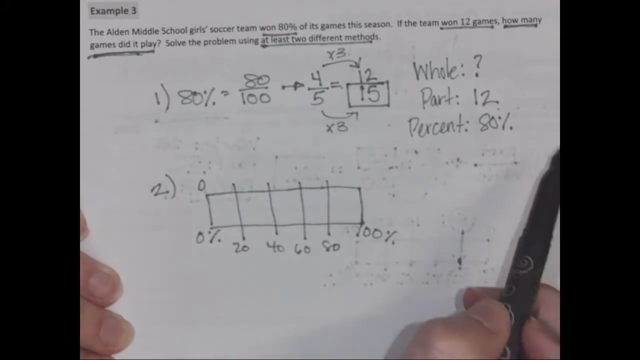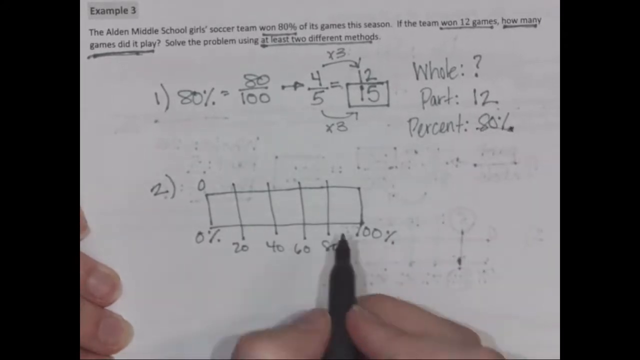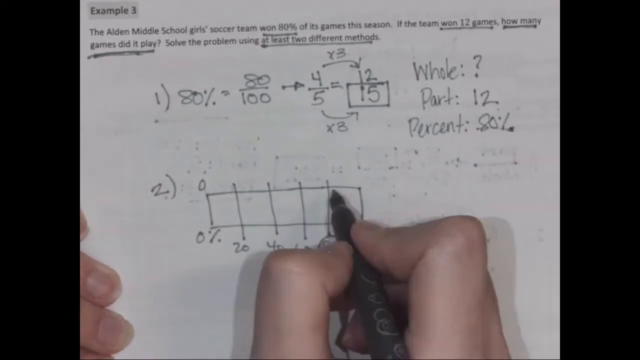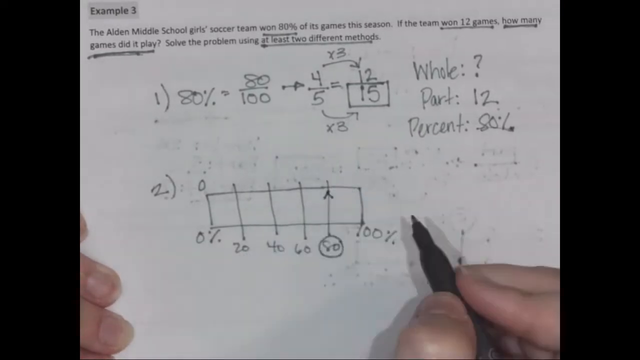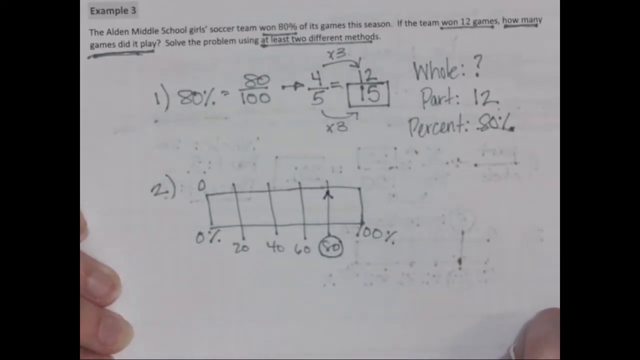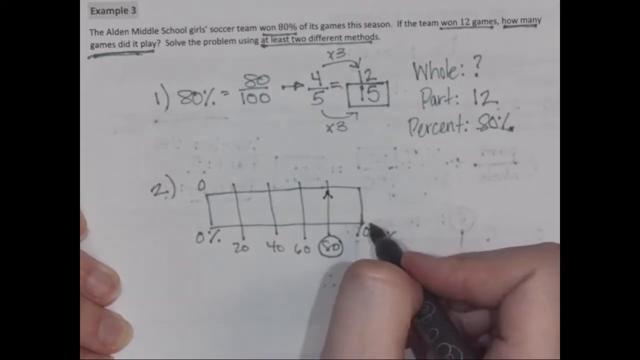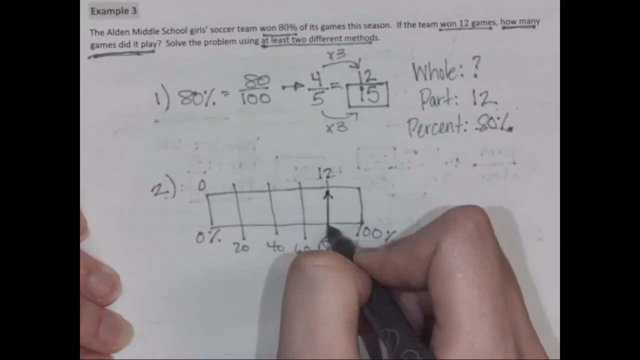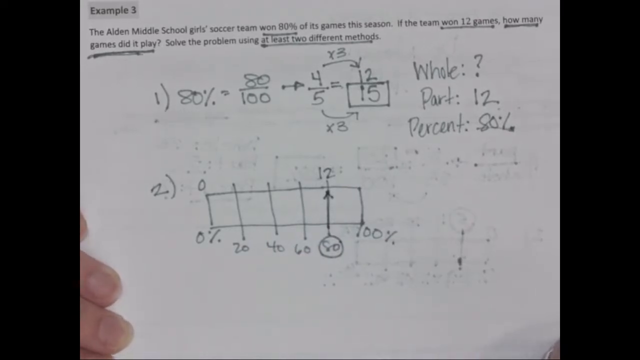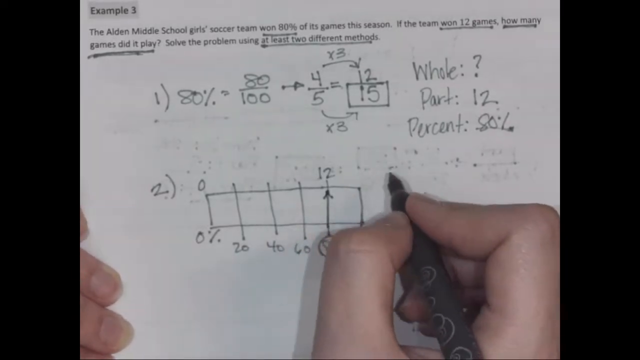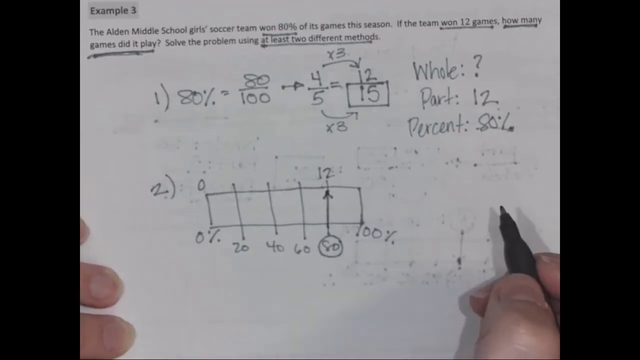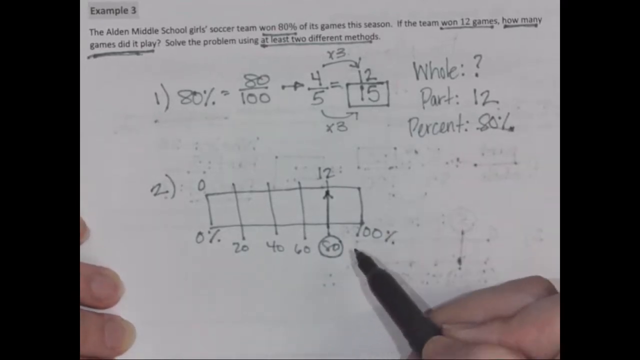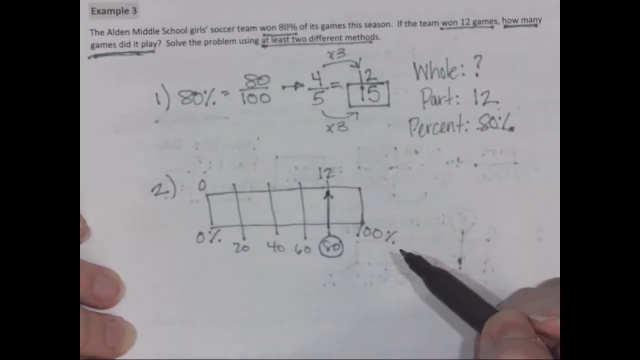Okay. And we know 80% is equal to what part? Say it. 4/5. Ooh, what? We know 80% is equal to what part? 12. I see where you're coming from with the 4/5, but we don't know 4/5 of what, so that doesn't really help us, right? We know that 80% of the whole is 12.